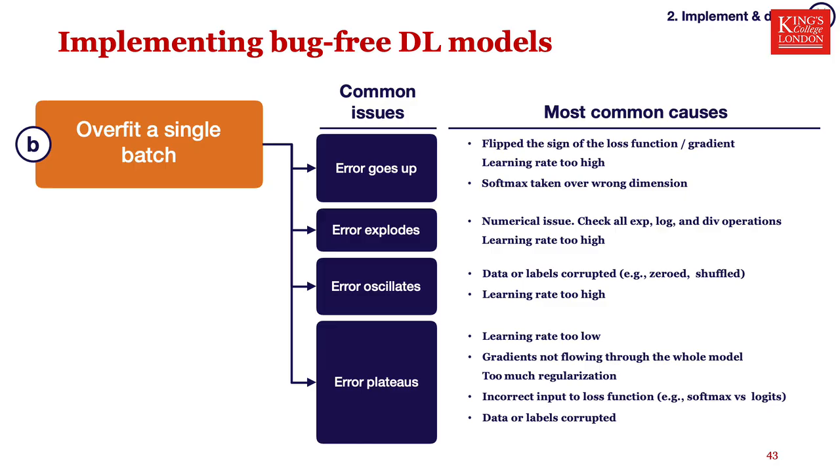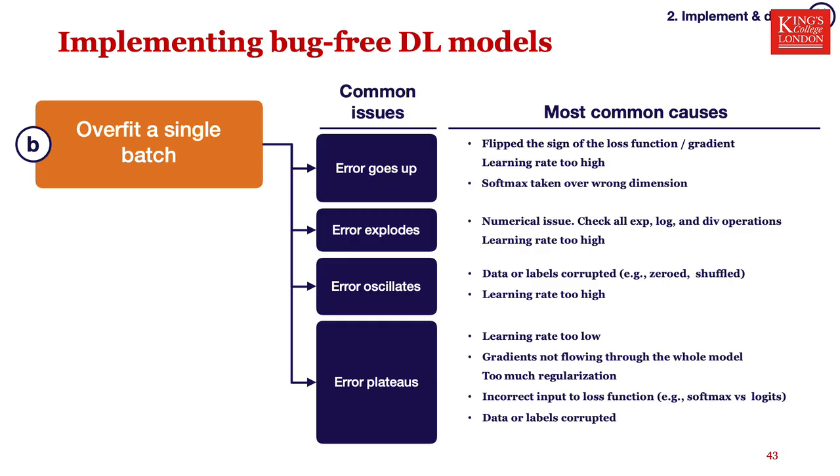If the error oscillates too much, and by oscillating what I mean is not really getting optimized, it's just going up and down, up and down, normally that means that the data or the labels themselves are corrupted. You would expect, if the data was always the same because you're overfitting on a single batch, that the system would be stable. So if there is oscillation, it means that there is some source of stochasticity being introduced into the model.